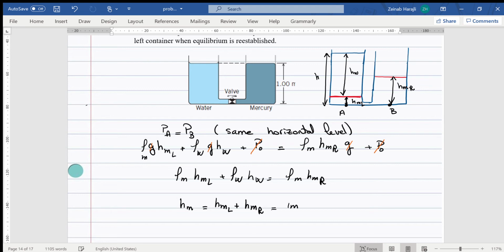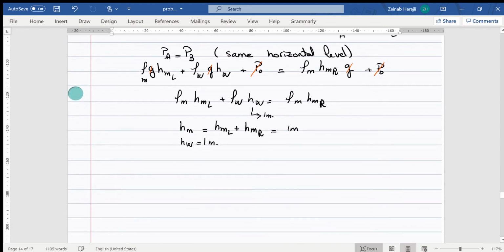The height of mercury is equal to 1 meter. The height of water is equal to 1 meter as well. And we still have the same height of water after opening the valve, so the water height here must be 1 meter. So now we can just solve these two equations. Maybe if I solve here for the height of mercury in the right and substitute this in the previous equation, I would get 1 minus the height of mercury in the left. So I will substitute, and let's name this equation star.